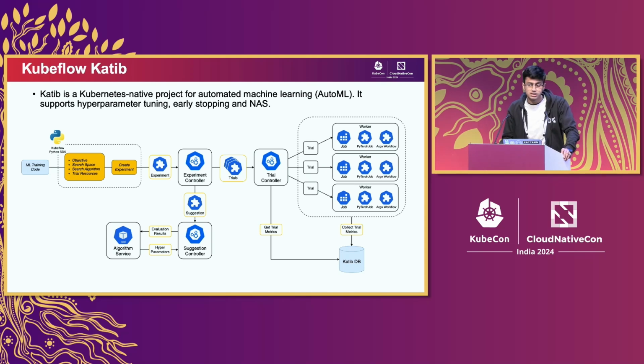The next is the suggestion CRD that generates different sets of hyperparameters based on the algorithm specified by the user. And the third one is the trial CRD that runs multiple trial jobs for specific sets of hyperparameters and calculates the objective and the validation accuracy of the model.